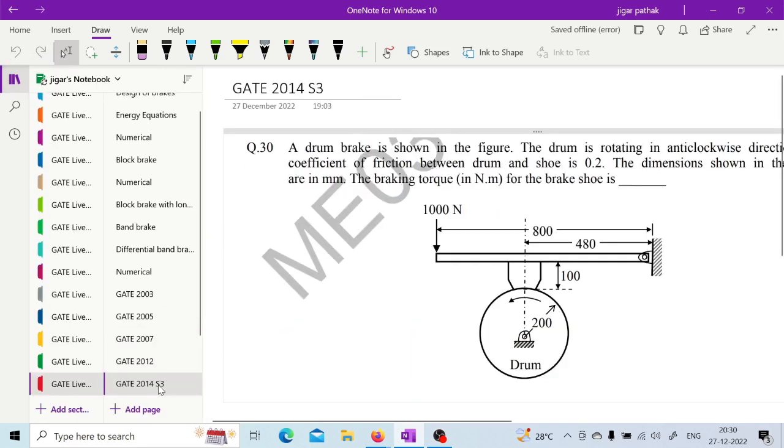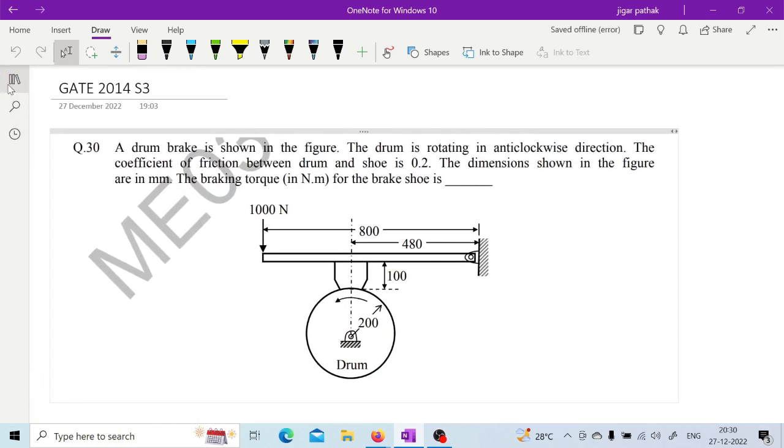Now the next is a drum brake shown in the figure. The drum is rotating in anti-clockwise direction. The coefficient of friction between drum and shoe is 0.2. The dimensions shown in the figure are in mm. The braking torque in Newton meter for the brake shoe is? So here also you can calculate.